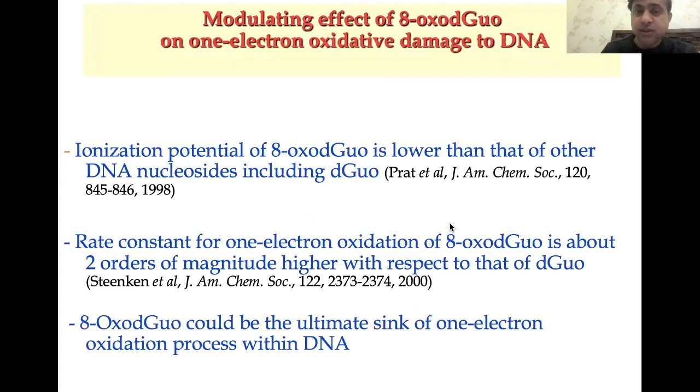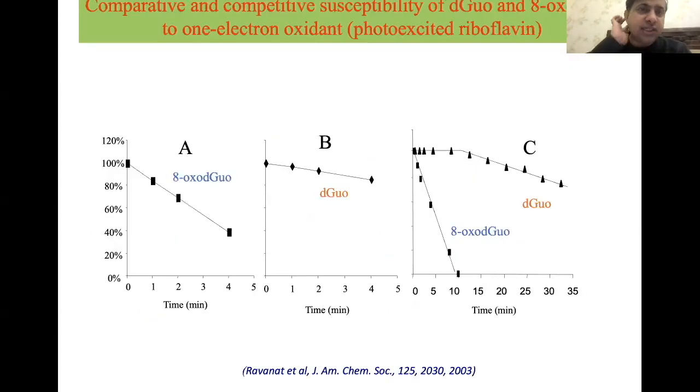I will not go into much detail. Let us compare the susceptibility of 8-oxo guanine and the guanine base with a one-electron oxidant in photoexcited riboflavin. We can see that the 8-oxo guanidine response is very linear as compared to guanine oxide. That is why 8-oxo guanidine is the most important parameter as compared to guanine oxide when you talk about the base oxidation of the guanine base.